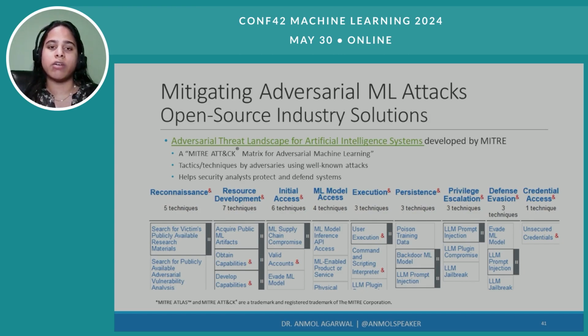So here is an example of what the MITRE ATLAS matrix might look like. You'll see that it has different tactics: reconnaissance, initial access, model access, etc. And each of these tactics corresponds to different techniques. You'll see some of the techniques below the tactic name. So for example, one of the techniques is evade machine learning model under initial access.